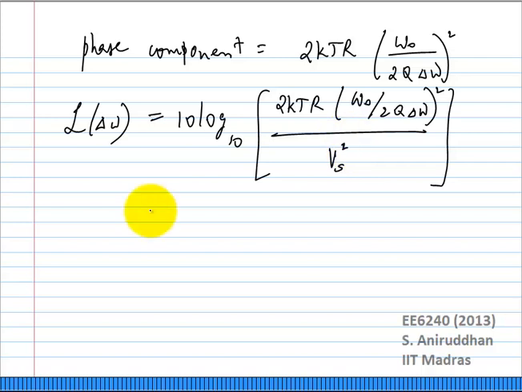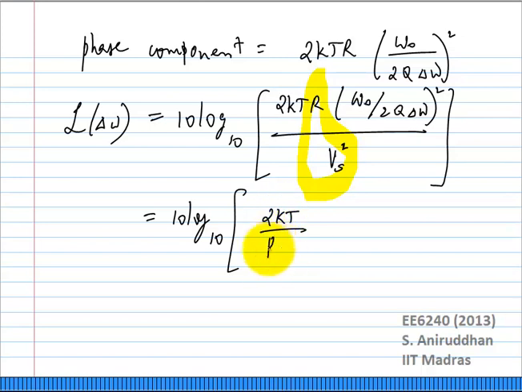So I'll rewrite this as 10 log 10 of Vs squared by R. I'll call it the signal power. The impedance is R, and Vs is the output amplitude. So I'll call this P sig, but really it is just a different way of writing it. So just remember that. PS or P sig is okay.